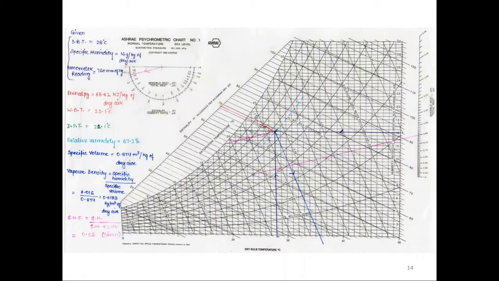Next is sensible heat factor. The formula is sensible heat divided by sensible heat plus latent heat. Suppose the value of this sensible heat factor is given as 0.65.